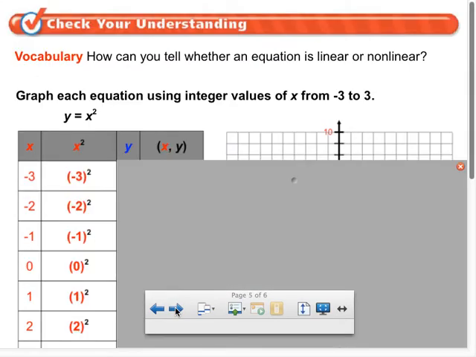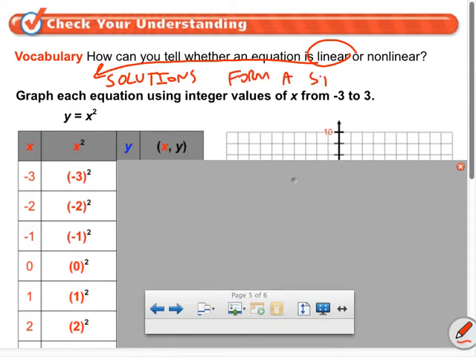Okay, home stretch. How can you tell whether an equation is linear or nonlinear? Justin. Well, linear equations, you have solutions and your lines are straight. All the solutions to the equation form a straight line. If it's nonlinear, all the solutions will not form a straight line, right? Solutions form a straight line.